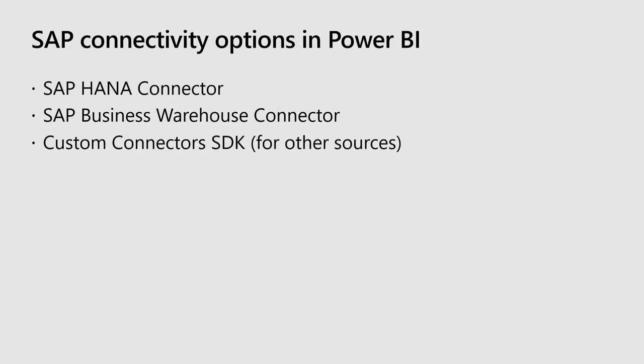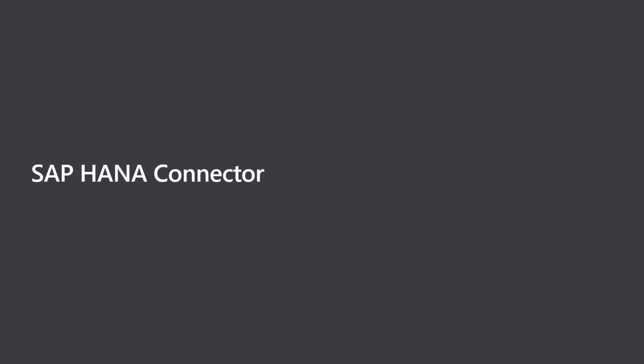Basically, we have three options to connect to SAP sources. Option number one is our SAP HANA connector. Option number two is our SAP Business Warehouse connectors. And some customers prefer to use some other means, like our ODBC connector or even OData connector to connect to SAP sources, and that's also okay, and it's supported.